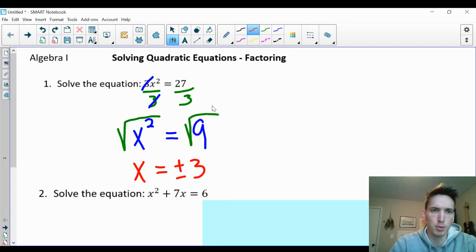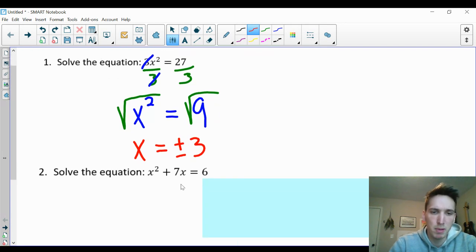I want you to look at example 2 for a minute. What's the biggest difference between this equation and this equation? Hopefully you're noticing that this one also has an x term, while this one doesn't. This one just has an x squared. This one has an x squared and an x, right? All the problems we worked out yesterday with the square rooting examples, they only had an x squared. They never had an x with it, right?